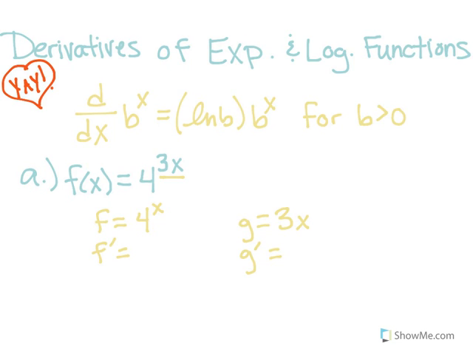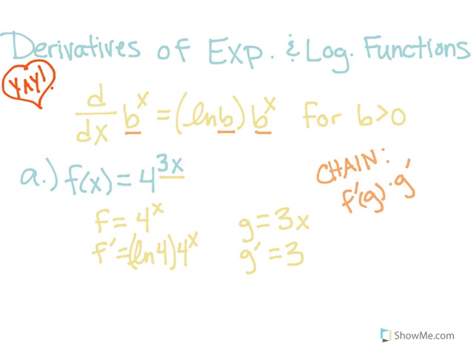Then we're going to take the derivatives of each of them individually. So f prime will apply our new rule, and b here is the base of our exponential function. So this is going to turn out to be the ln of 4 times 4 to the x. That's the first part that we have. G prime is just going to be 3. So we have to put this together as our chain rule, which if you recall is f prime of g times g prime.